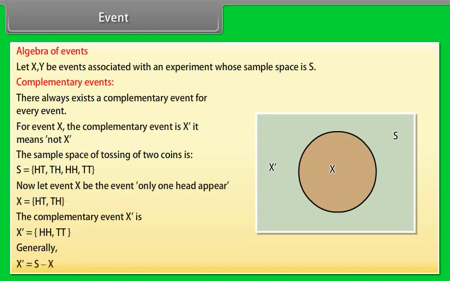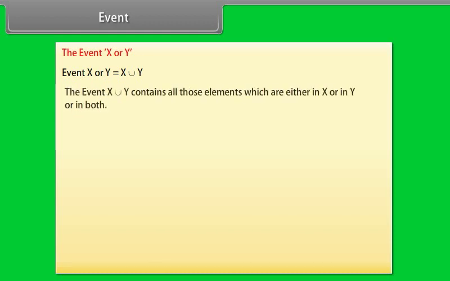Generally, X dash is equal to S minus X. The event X or Y is equal to X union Y. The event X union Y contains all those elements which are either in X or in Y or in both.